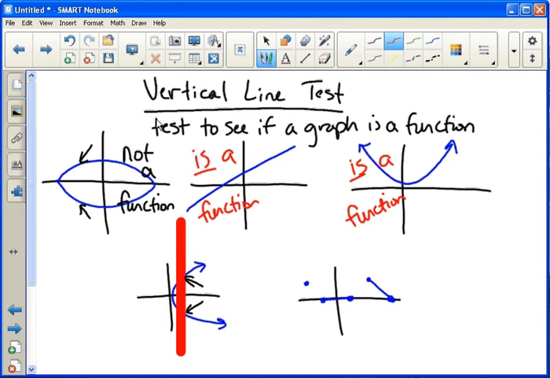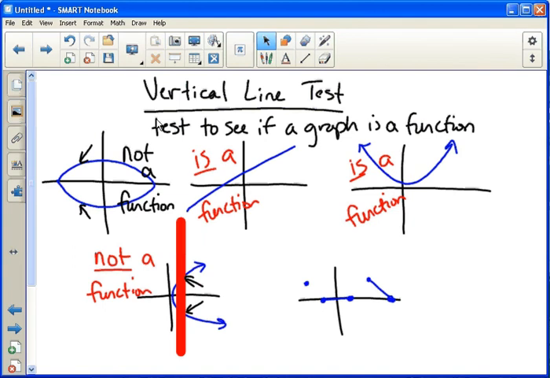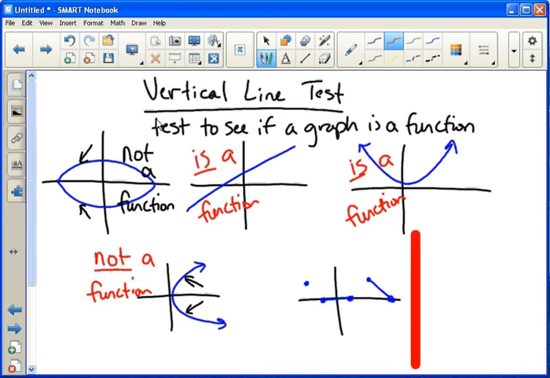Okay, now this graph's a little unique. Well, I just hit one point there, that's fine. Just following this line, it looks like I only ever hit one point at a time, so this is a function. As long as I don't hit more than one point with my vertical line at a time, then it is a function.